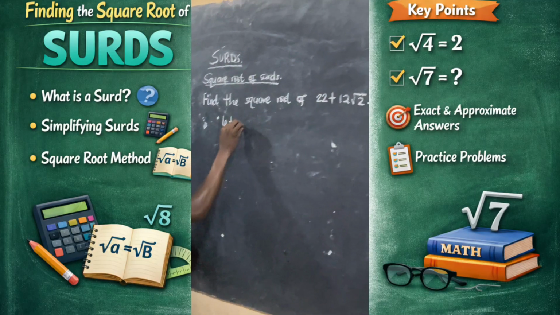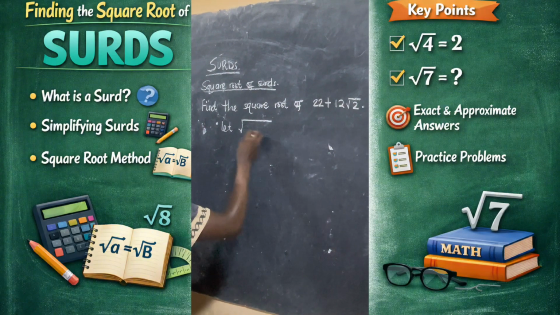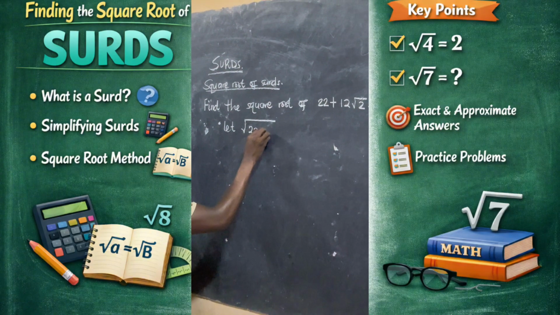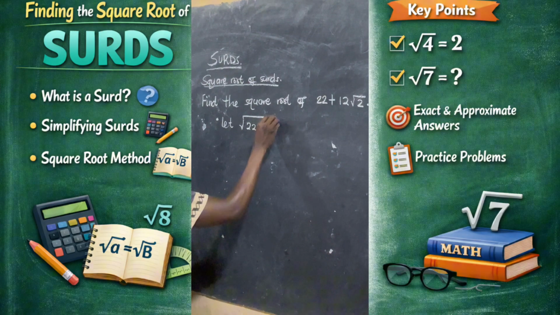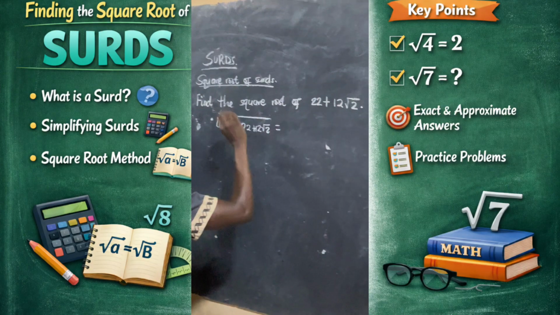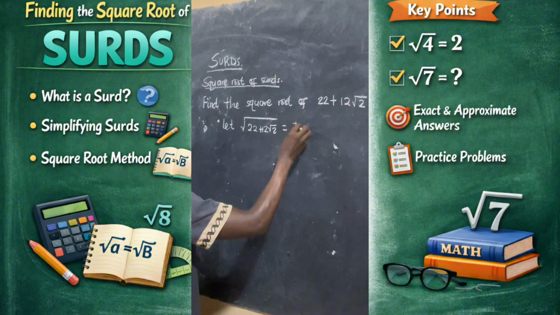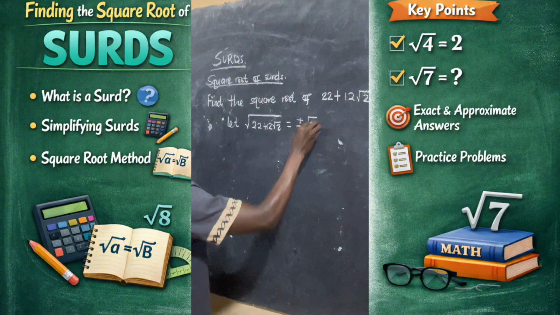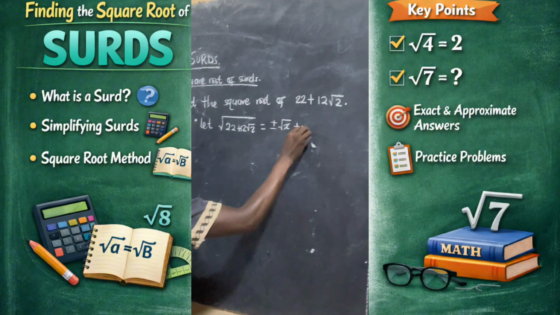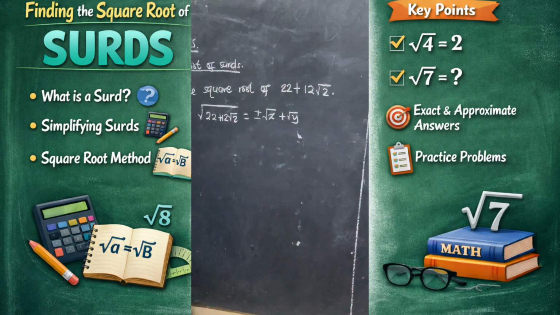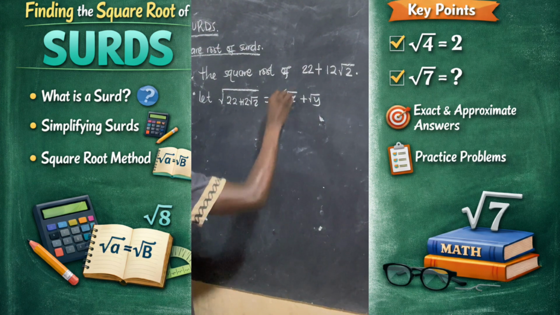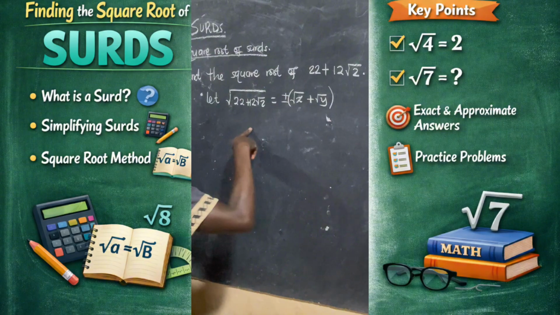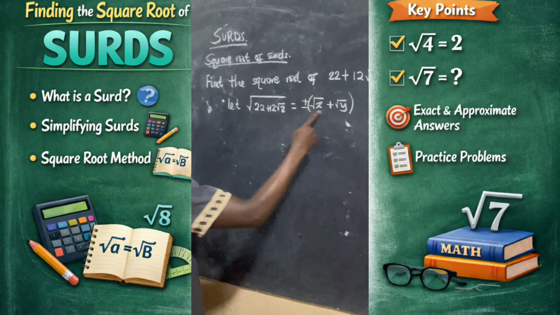First of all, I'm going to let the square root of my surd, which is 22 plus 12 root 2, be equal to, since I'm getting a square root, plus or minus the square root of x plus the square root of y. So the square root of a surd is also a surd. That is the first thing a learner should know. The square root of a surd must also be a surd.